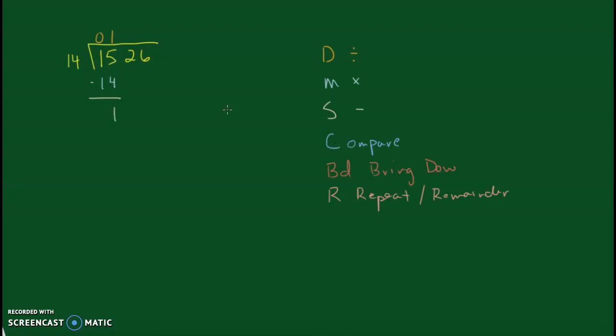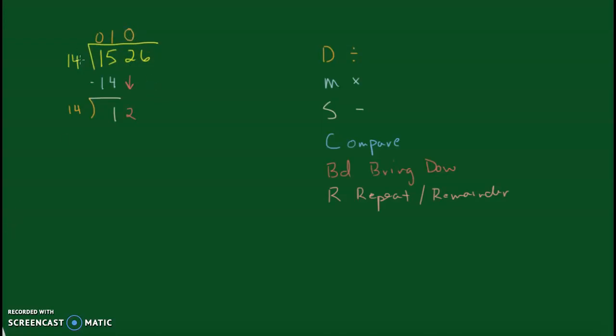That takes us to compare. This number after we subtract has to be less than our divisor. Then we bring down, so we're going to bring down the 2, and since we brought down, we're going to go ahead and repeat, go back up to the top to divide. I'm going to go ahead and put my division symbol in here. So now it's 12 divided by 14. Well, if we have 12 apples, we can't make a pile of 14. So I'm going to go back through that process again.